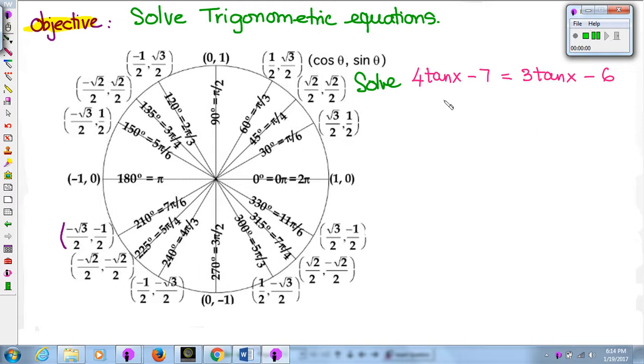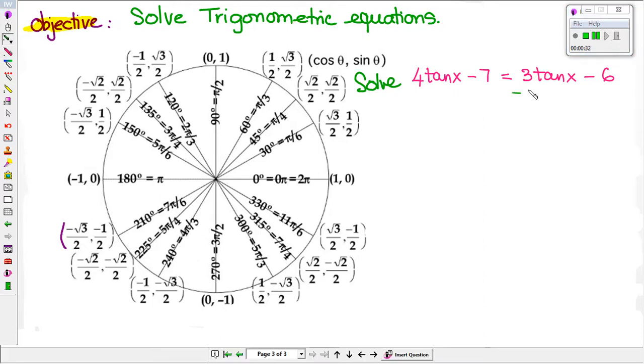So let's begin with the equation 4 times tangent of x minus 7 equals 3 times tangent of x minus 6. We do have tangents on the left side and on the right side of the equation. What we want to do is move tangent all to one side of the equation. So I'm going to go ahead and move the 3 tangent from the right side to the left side by subtracting 3 tangent of x from the right side and then from the left side.